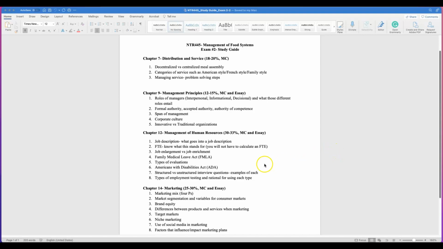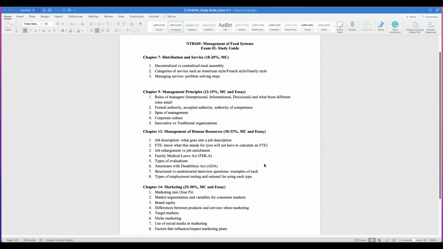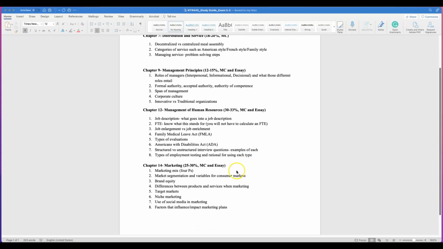Also, the factors that influence a marketing plan. So that could be your market segmentation, that could be the price. Kind of goes back to that marketing mix of all your 4 Ps. All right, that's it.